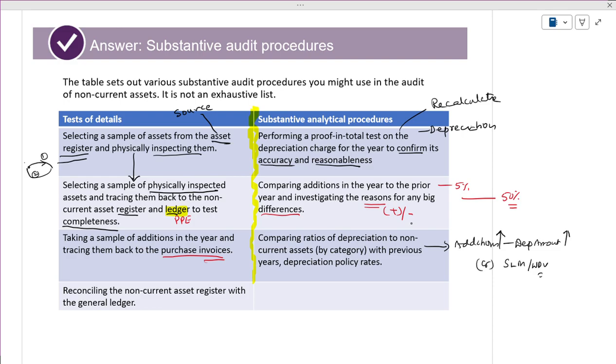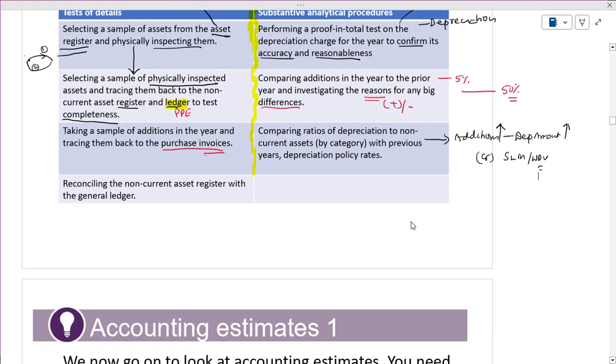Reconcile automatically the last one. We will reconcile the non-current asset register, how much you have shown in the non-current asset register and how much we have shown in the general ledger.